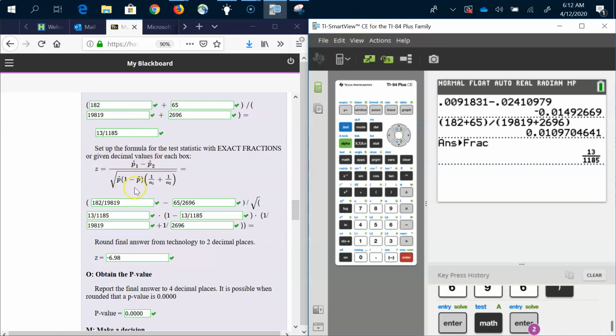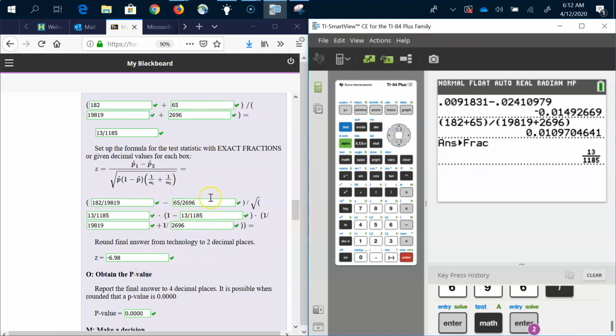So P1 hat minus P2 hat, here's P1 hat, here's P2 hat. I just left them as fractions. P1 hat is 13/11/85. 1 minus P hat is, well, 1 minus 13/11/85. 1 over the sample size for the first one is 1 divided by 19,018. 1 divided by the second sample size is 1 divided by 2696. All those entries are input in to find the test statistic.